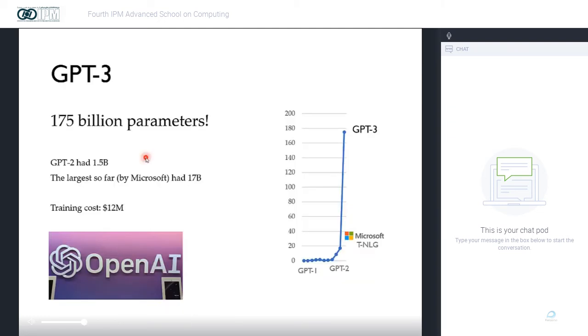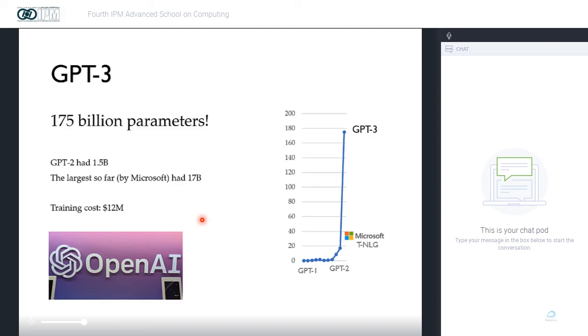GPT-3 is one of the most recent models of the type. It comes from OpenAI, and it is very giant in size. It has 175 billion parameters, which is more than 10 times the largest model we had so far from Microsoft, which was TNLG. It is much larger than their earlier model, GPT-2, and it's been limited so far, so it's not freely accessible to the community.